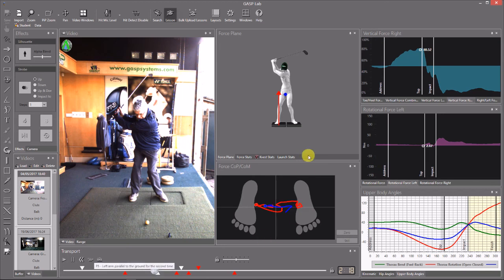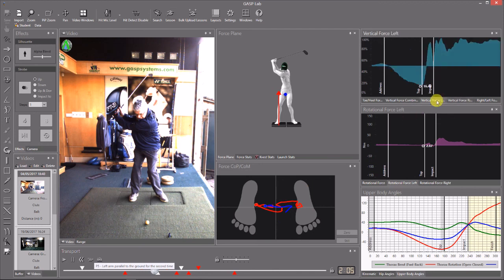So we're also taking vertical forces from this information. For example, you can see in the graph on the right that we're reaching our maximum vertical force on the right foot at the top of the backswing. And of course, our left foot is unweighting in this particular image here, and we can see the percentages. We also have the horizontal around the left and around the right positions, as well as the combined rotational force.